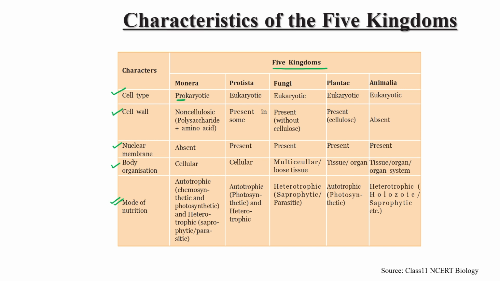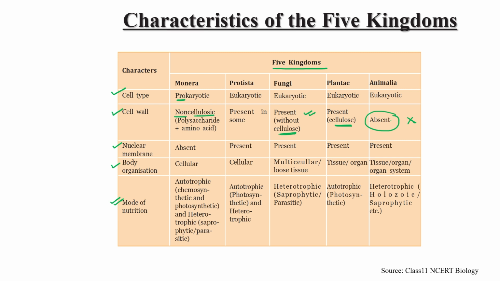Now, the next type of categorization: what is the next character? That is the presence of a cell wall. In Monera, a non-cellulosic cell wall is present, meaning the cell wall contains polysaccharide plus amino acid only, no cellulose. In Protista, some organisms have a cell wall present. In fungi, a cell wall is present, but without cellulose. In Plantae, all the cells compulsorily have a cellulosic cell wall, while in animals, the cell wall is absent.